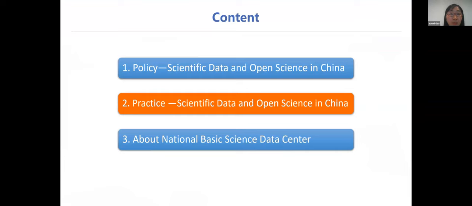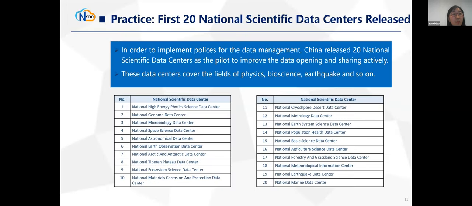And the second point, I will introduce some practices for scientific data and open science in China. In order to implement policies for data management, China released 20 national scientific data centers as the pilot to improve data opening and sharing actively. These data centers cover the fields of physics, bioscience, earth, and so on. I work at the National Basic Science Data Center.